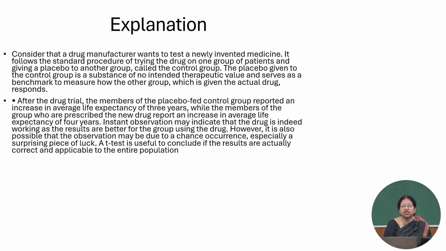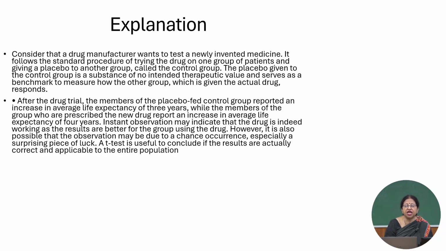So, the explanation here is that consider that a drug manufacturer wants to test a newly invented medicine. It follows the standard procedure of trying the drug on one group of patients and giving a placebo to another group called the control group. The placebo given to the control group is a substance of no intended therapeutic value and serves as a benchmark to measure how the other group, which is given the actual drug, responds. So this is how the test is conducted in actuality.